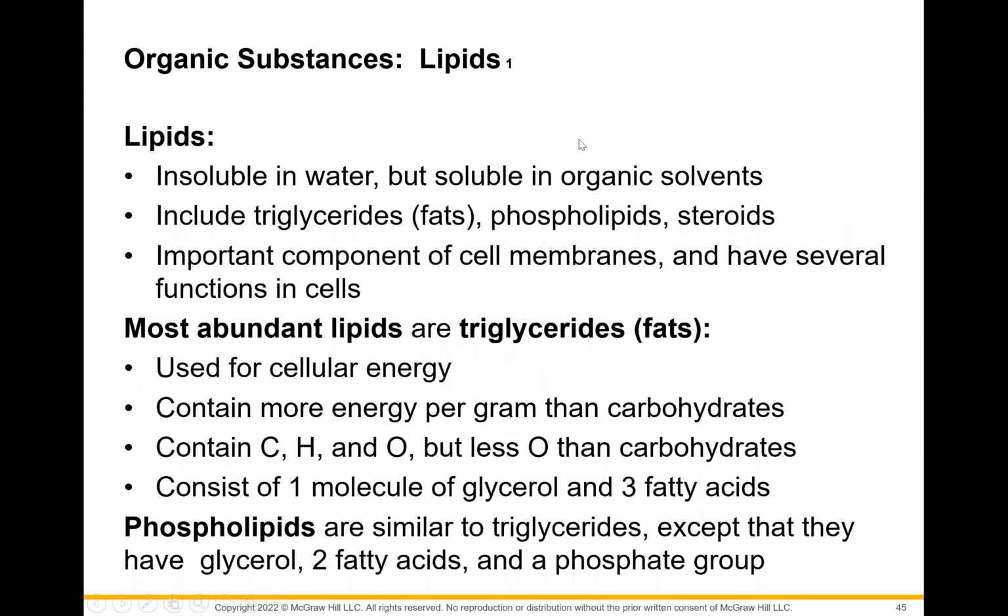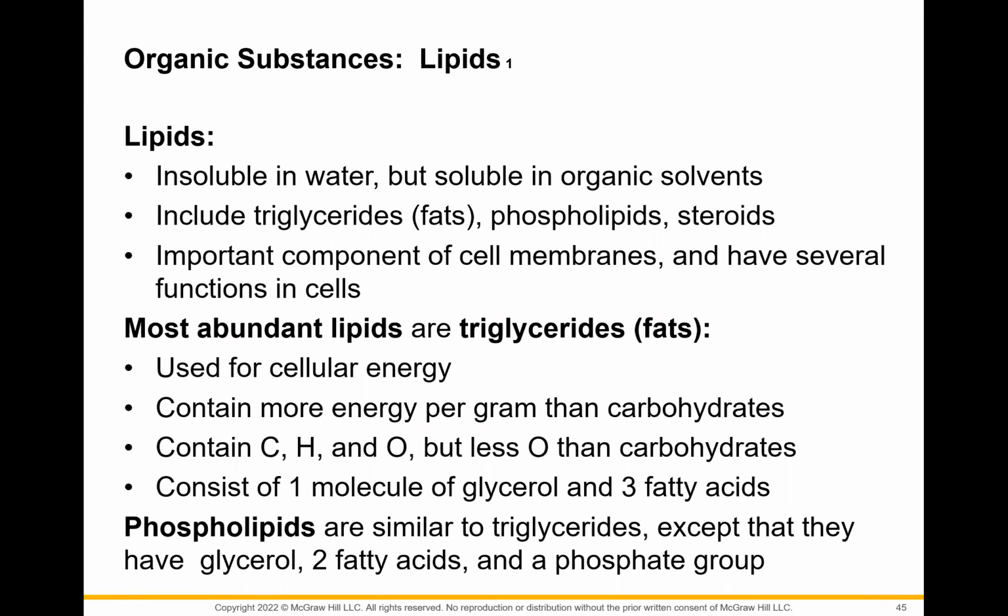All right, next we have lipids. So lipids, we tend to think of our fats. They don't tend to be soluble in water, so we say that they are insoluble, but they tend to be soluble in organic solvents. So again, things that contain carbon and hydrogen. And so they include our fats, which are known as triglycerides, our phospholipids, and our steroids.